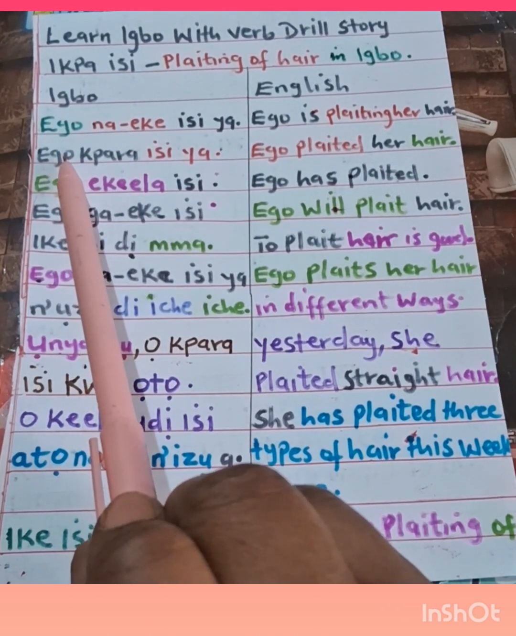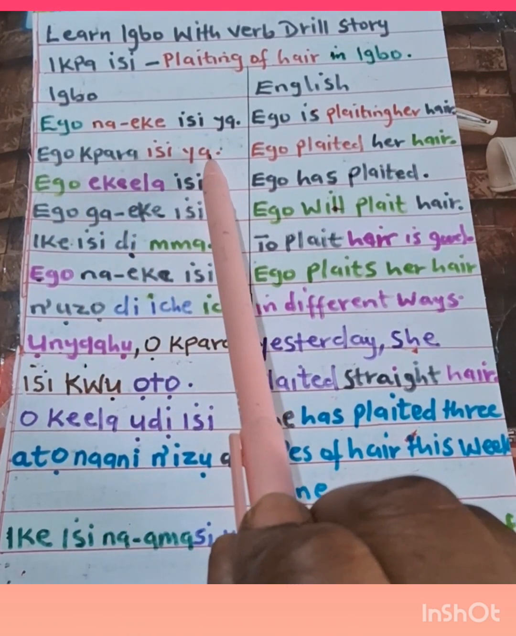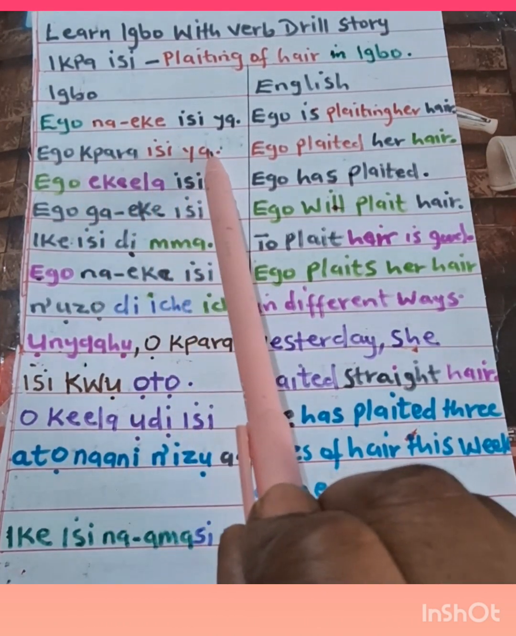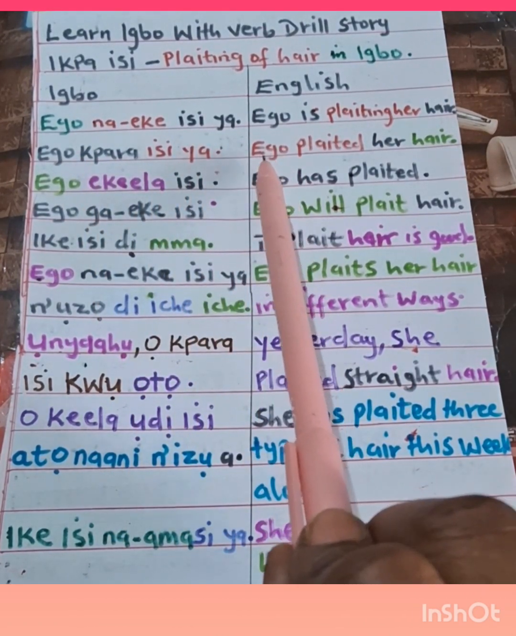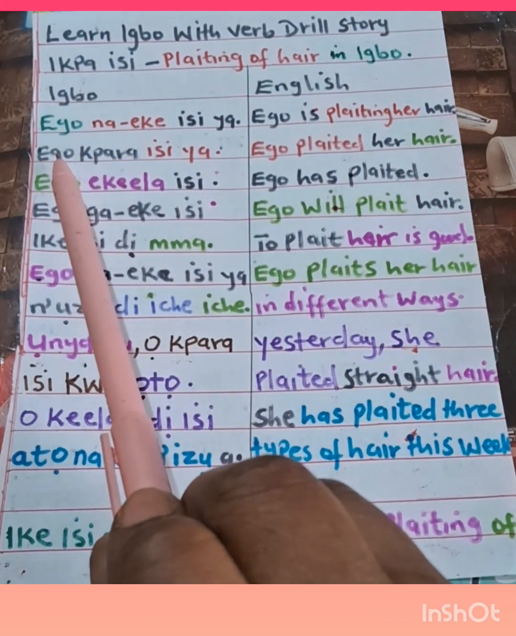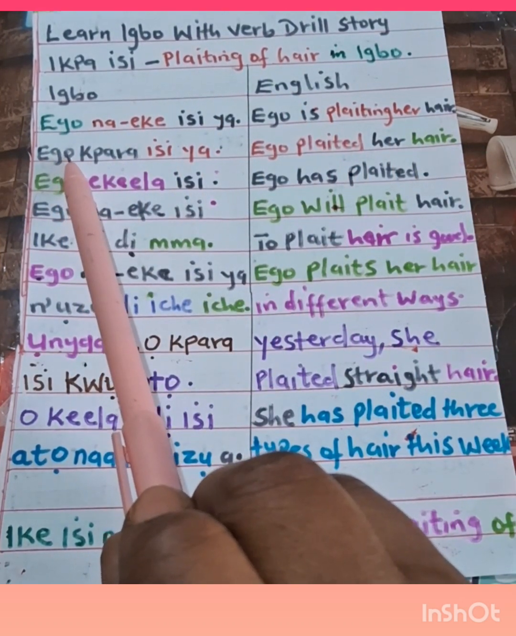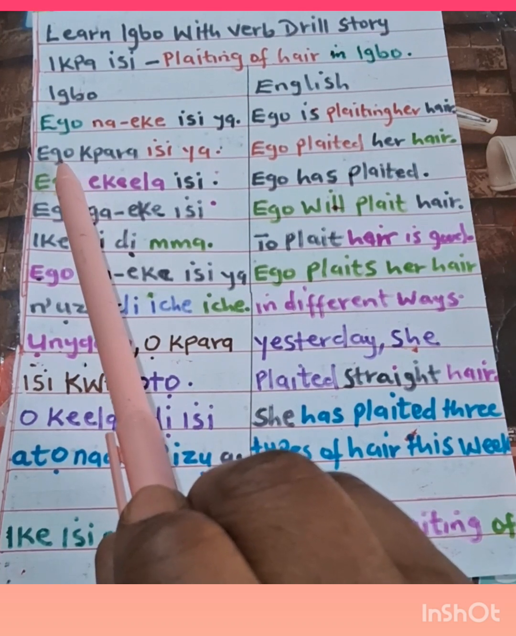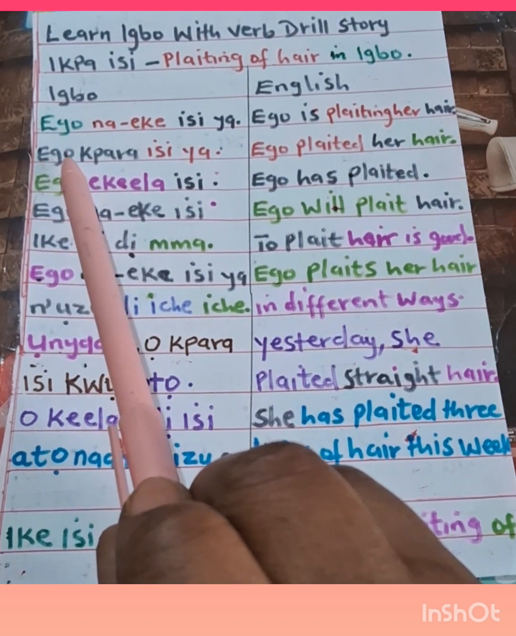Another one says, Ego kpara isi ya. In English, it means Ego plaited her hair. Remember, Ego is a name of a person in Igbo language, a name of a girl in Igbo language.